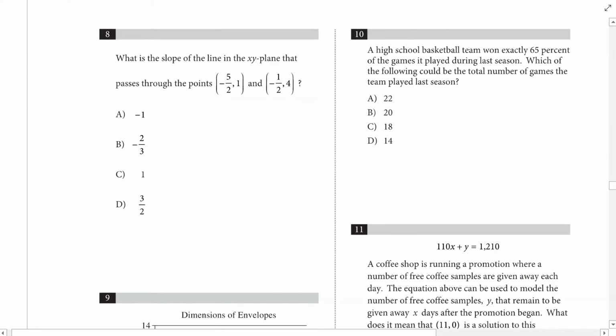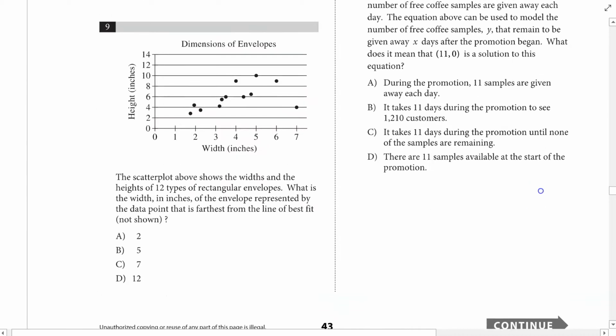If you look at, I want to find, there we go. I was going to say, we passed an example a minute ago where there was a chart. Interpreting the data from a chart is something the calculator is not going to help us that much with. Like if you look at number 9 right here, it gives us this scatter plot, and it says, what is the width in inches of the envelope represented by the data point that's farthest from the line of best fit? Those of you that have had statistics, you're not going to have time to plug in all 12 of those data points and find a line of best fit. You're going to have to approximate it.